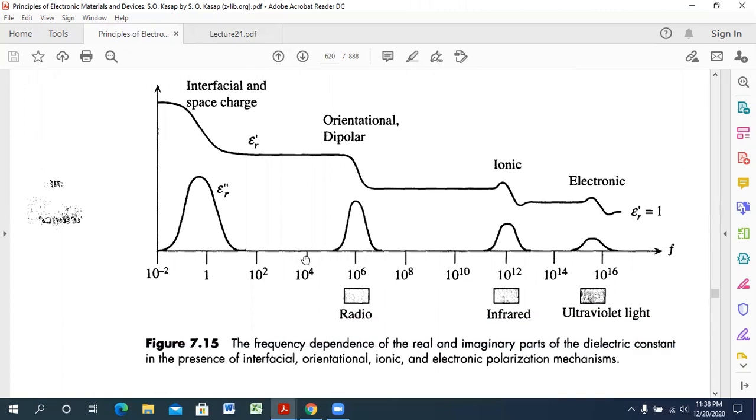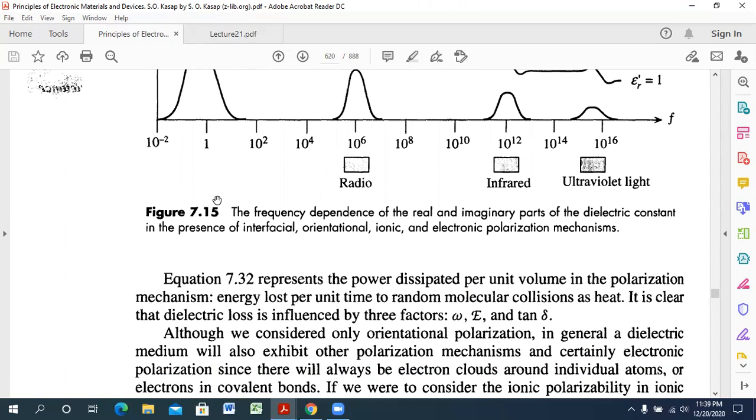So this one is a graph for different frequencies. That means the interfacial or the space charges, the curve of the epsilon r and the epsilon double prime.